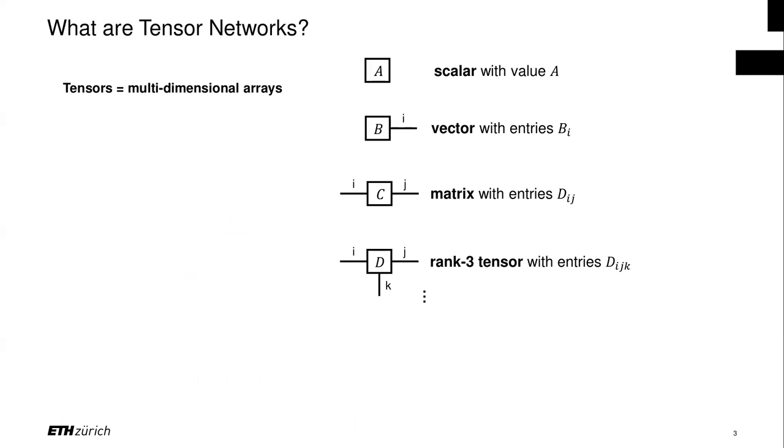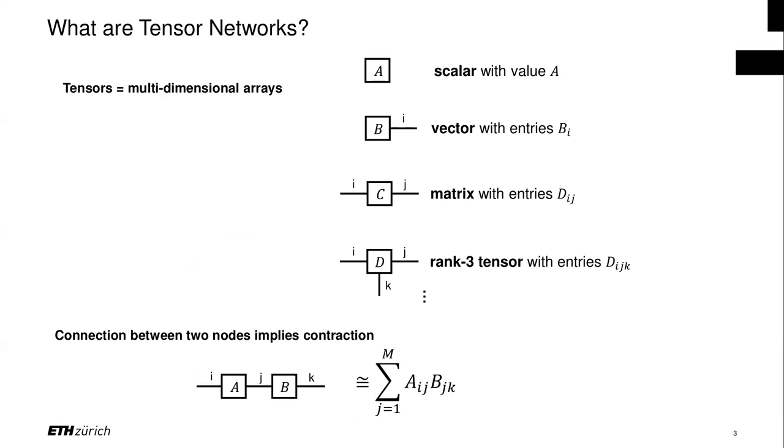We denote these tensors graphically with little nodes, and for every index of the tensor, we draw an edge connected to that node. So a zero-dimensional tensor, a zero-dimensional array, is a scalar. A one-dimensional array, or rank one tensor, is a vector, so it has one edge connected to it. And you can generalize this to arbitrary rank tensors, arbitrary dimensional arrays.